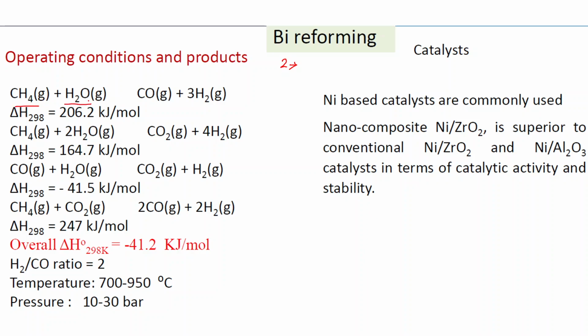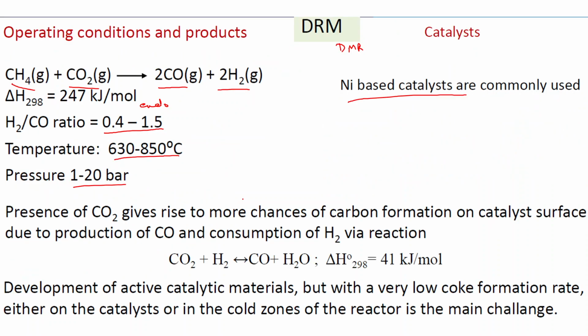Basically, the first one is steam methane reforming, that is CH4 plus H2O, which gives carbon monoxide and hydrogen. Then further, it also gives carbon dioxide and hydrogen if excess steam is taken. Then the second reaction is carbon monoxide also reacts with steam to give CO2 and hydrogen. And then this methane again reacts with carbon dioxide to give carbon monoxide and hydrogen. This is basically the dry methane reforming reaction, as we have seen here.